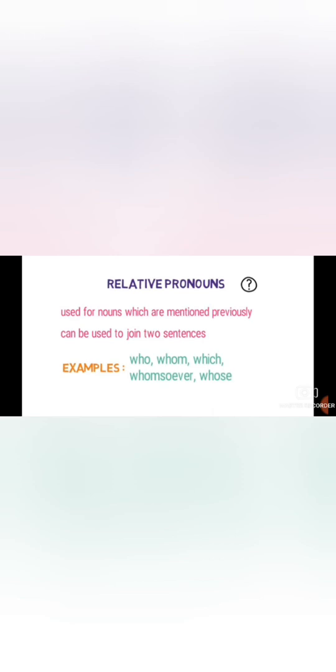Examples of relative pronoun words are who, whom, which, whomsoever, whose. So these are relative pronouns. The recognition of the relative pronoun is that it always comes in the center of the sentence. If the words who, whom, which are in the center of the sentence, then these will be called relative pronouns. Example sentences are given next.